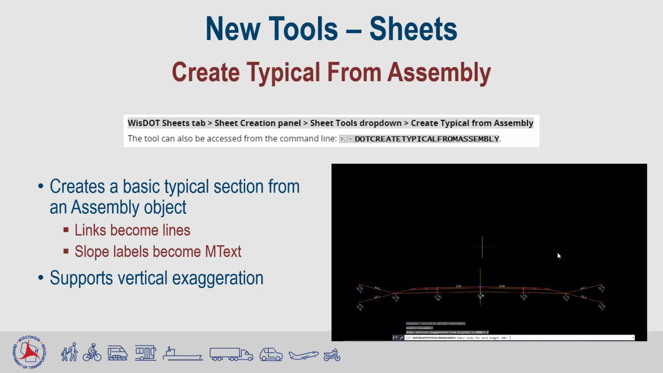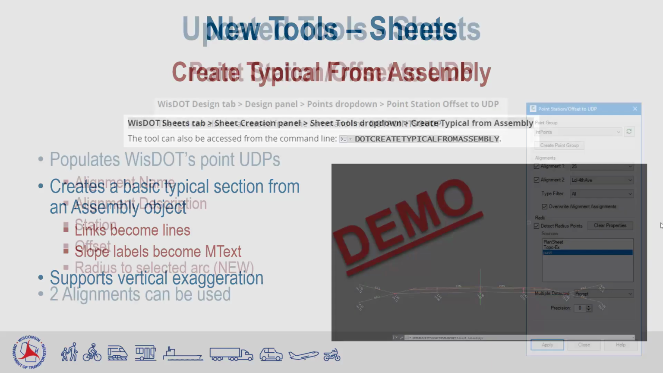After you create that typical section, you would probably just copy it and then paste it into your typical section drawing. We don't typically do our typical sections in the corridor drawing.